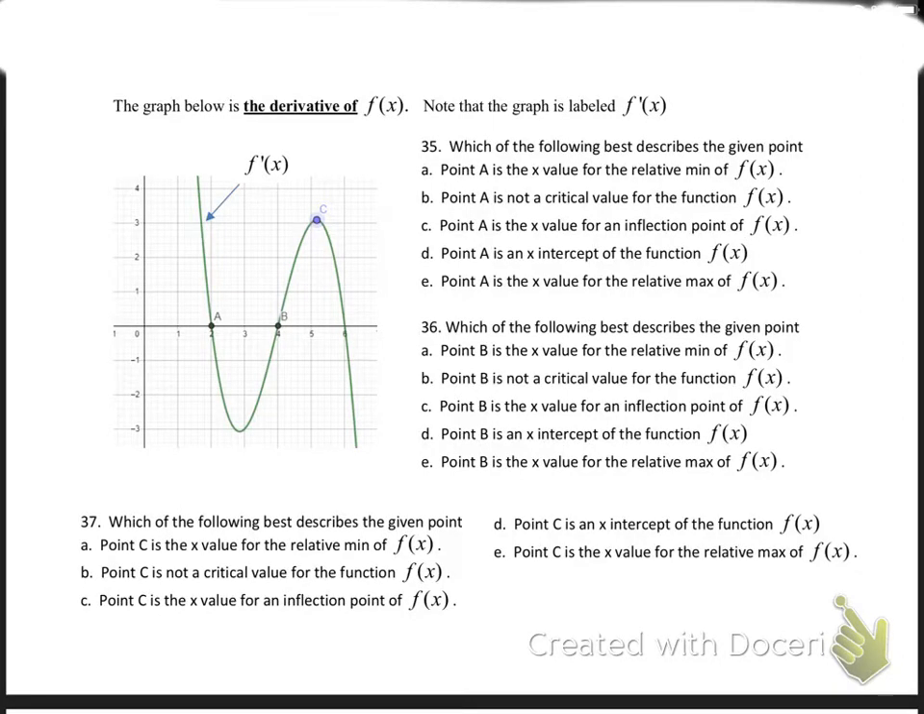Okay, in question number 35, they were telling you that the graph that's pictured is actually the derivative of f of x. So that's why it's labeled as f prime of x. So question 35 says, which of the following best describes the given point? And the given point is point A. So here is point A.